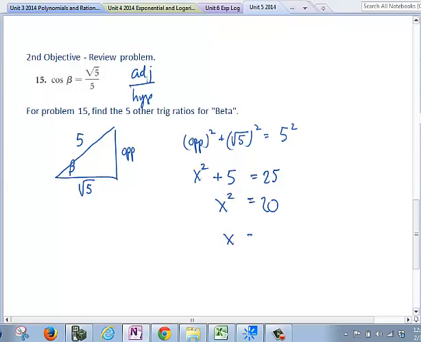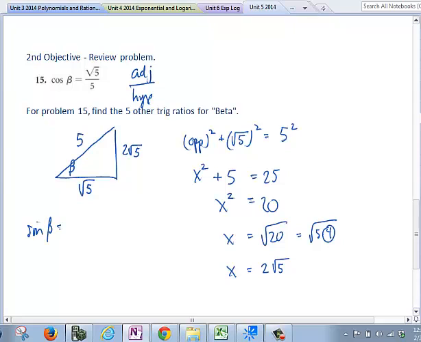And then you would just do x is equal to the root of 20. Now remember, that can be simplified. So you're going to take out 20 is equal to root 5 times root 4, and the 4 is a perfect square, so you would have 2 root 5 as your value for x. So I'm going to rewrite the triangle, beta. Actually, I'm not going to do that. I'm going to just cross that out, put in 2 root 5, and then come up with my trig ratios.